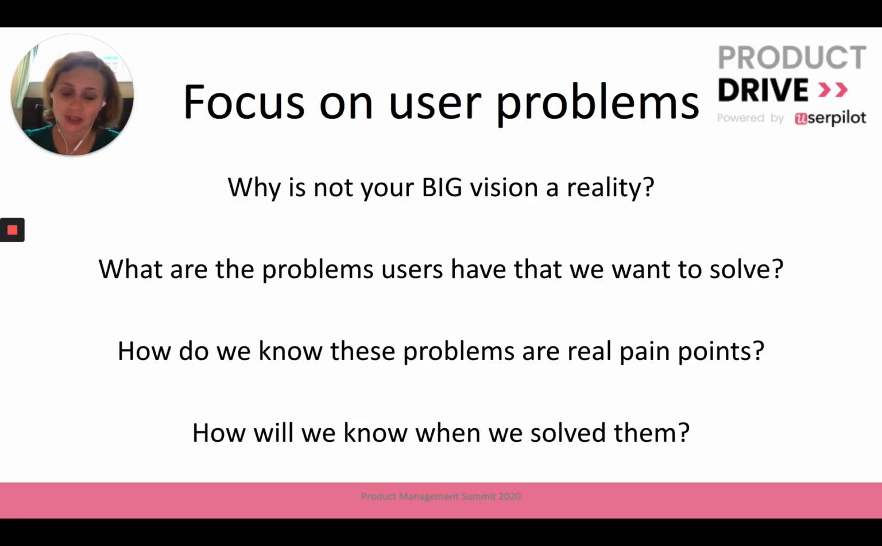Another important question is, how do we know these are real pain points? When you're thinking about your vision, your user problems, brainstorming ideas, it should always be grounded in user research and your understanding that these are real problems you didn't just make up. These are problems people around the world in your target segment experience.